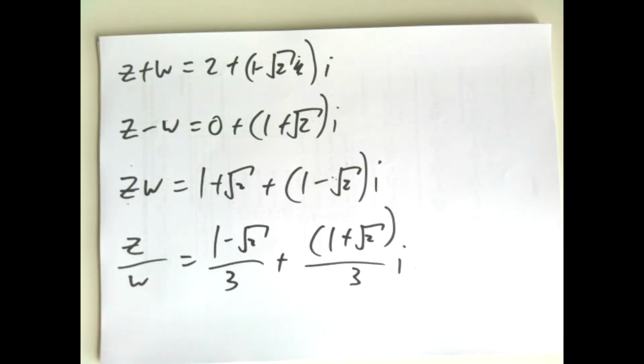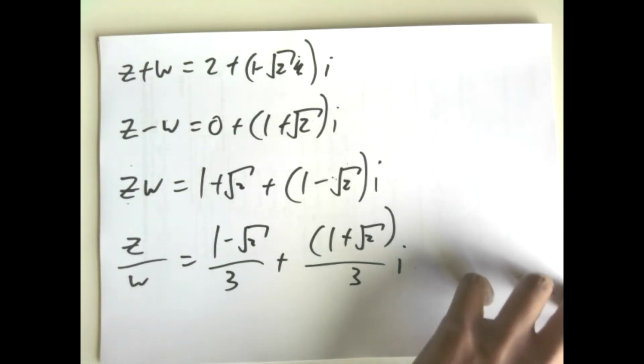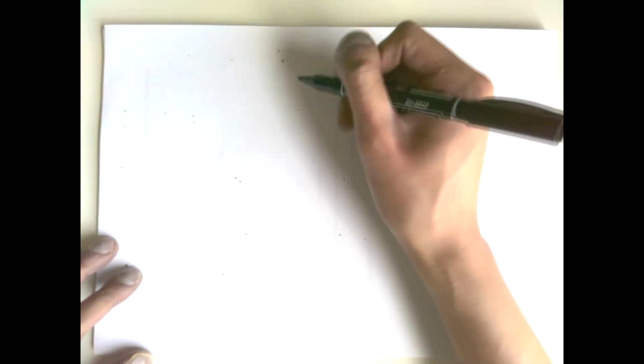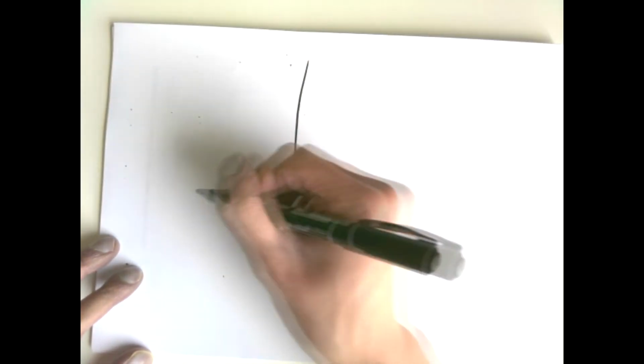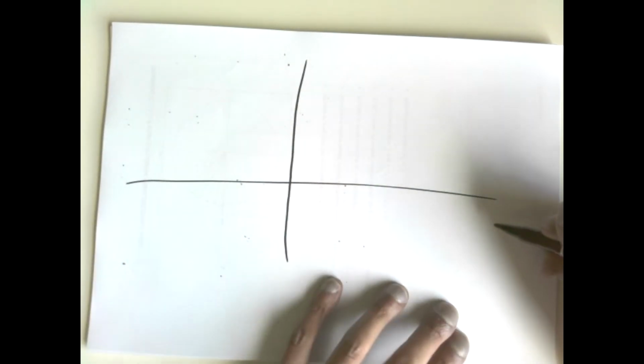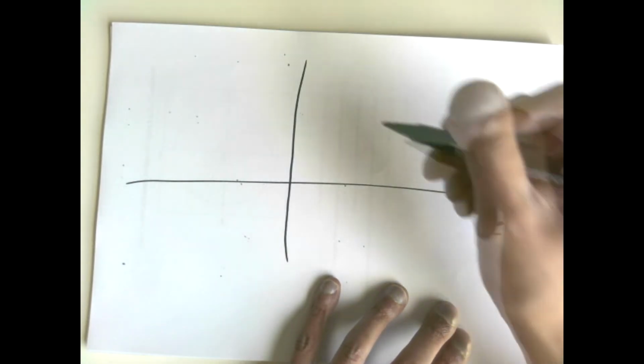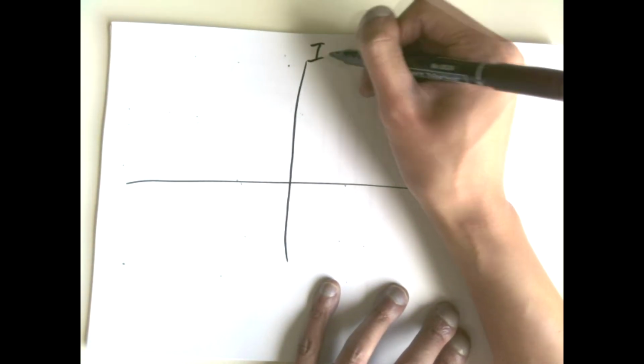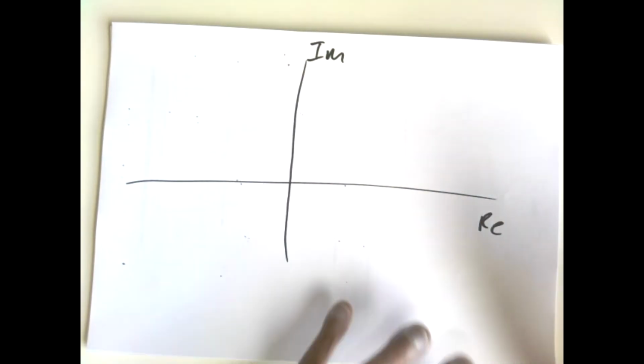Using the previous examples of z's and w's, z plus w is given by that, z minus w is given by that, z times w is given by that, z divided by w is given by that. We're going to try to plot this out on the Argand diagram. Now, what is the Argand diagram? It's simply a two-dimensional axis where all the real parts of a complex number are indicated on the horizontal axis and all the imaginary parts of a complex number are indicated on the vertical axis.